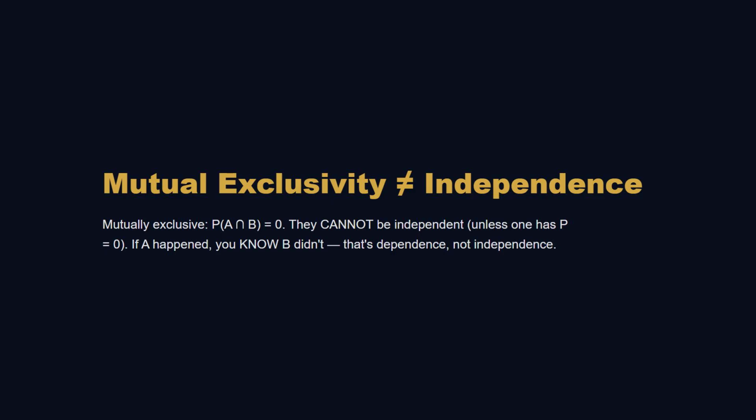These are mutually exclusive. Here is the critical exam trap. Mutually exclusive events are not independent. They are the opposite. If I tell you that A happened, you immediately know B did not happen. That means knowing A gives you perfect information about B. P of B given A equals 0, which is not equal to P of B. So the events are dependent, not independent.